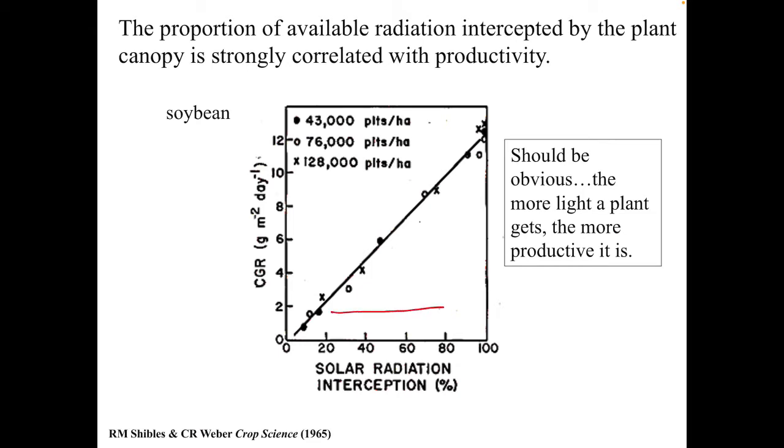This should be pretty obvious. The more light that plants are able to intercept, the more their growth rate is. So crop growth, CGR stands for crop growth rate, and this is in soybeans. And again, that's pretty obvious. The more light they get, the better they grow.